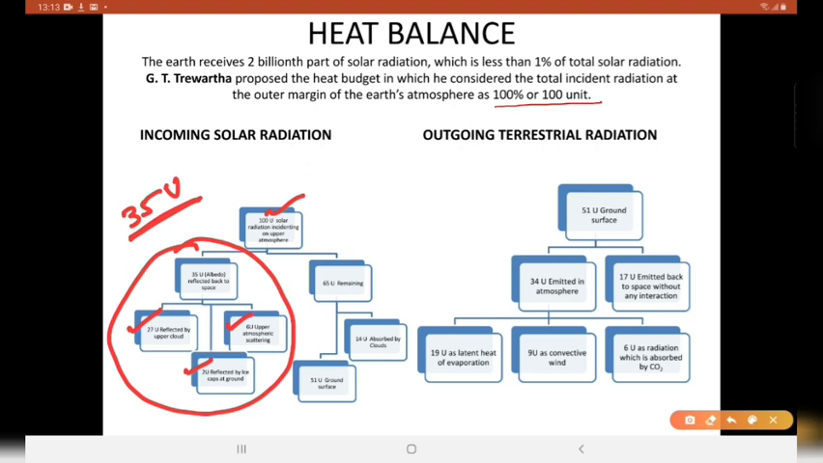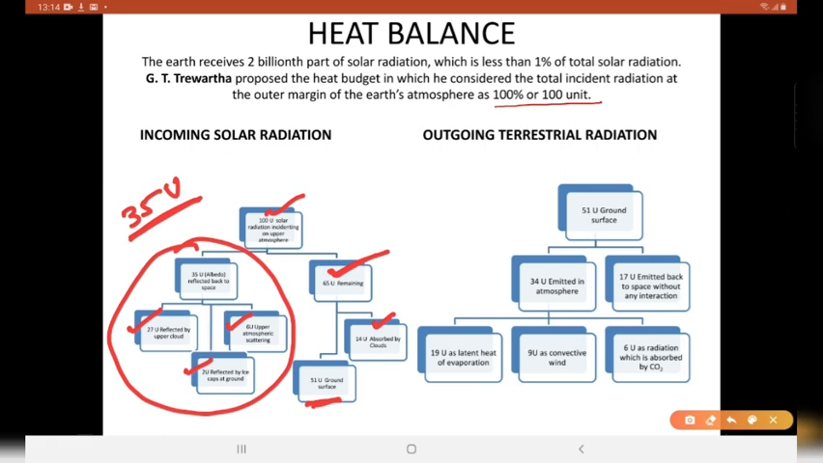You know, the temperature of the earth and the albedo are inversely proportional. If there is less albedo, then the temperature of the earth will be more because radiation is absorbed rather than reflected. And if albedo is more, then the temperature will be low. Now, after subtracting this 35 unit, we have only 65 unit with us, and out of this 65 unit, only 51 unit reaches the ground surface. The remaining 14 unit is absorbed by cloud and atmosphere, which is later re-emitted to the space.